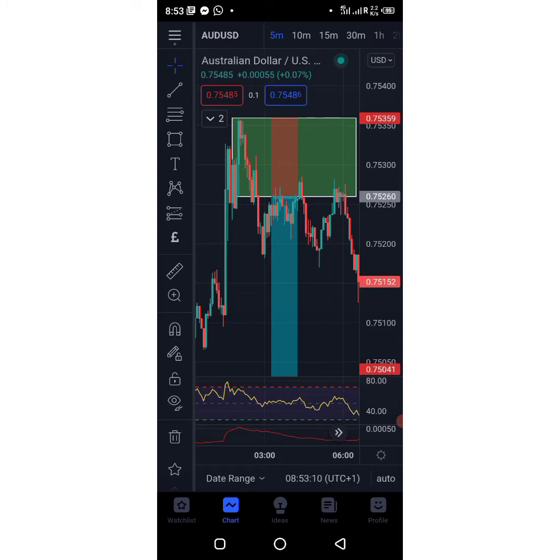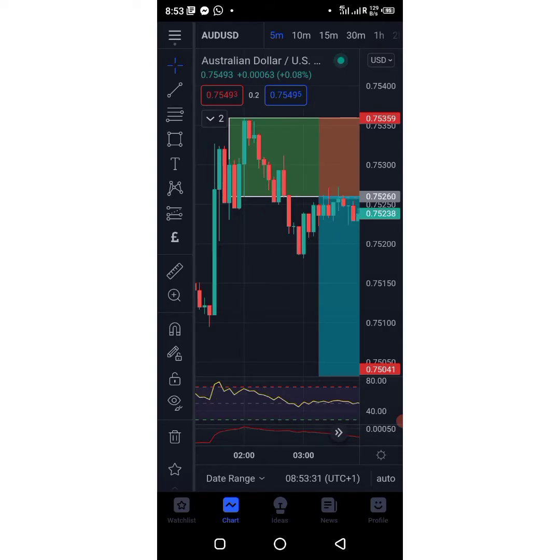Alright guys, this is a very simple scalping strategy that's going to help you make a decent amount of money. If you can stick to the strategy and trade it consistently, you're going to make a decent amount of money, hands down. No joke, guys. Let's get straight into the video.